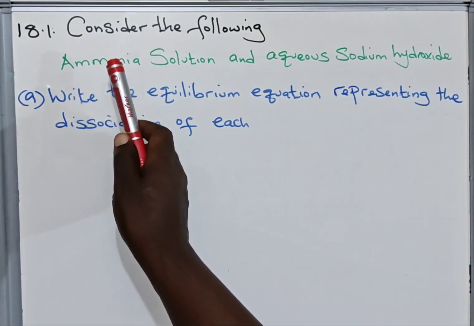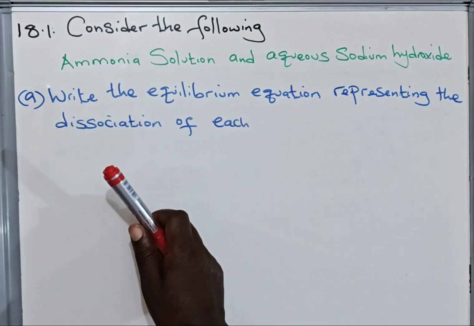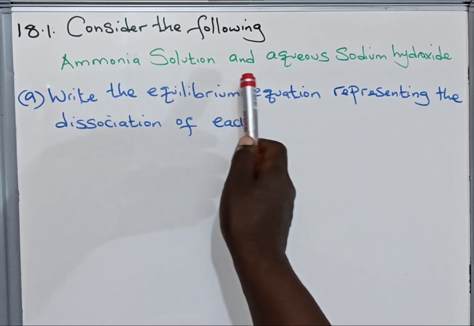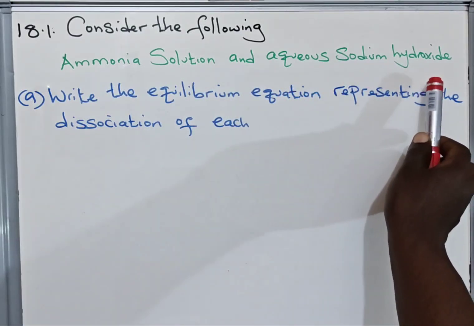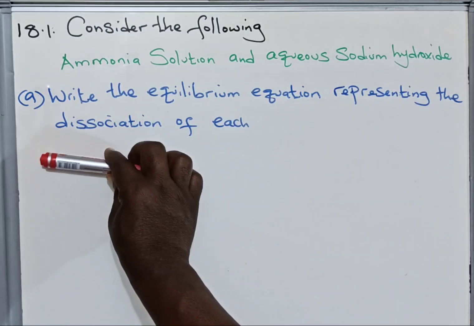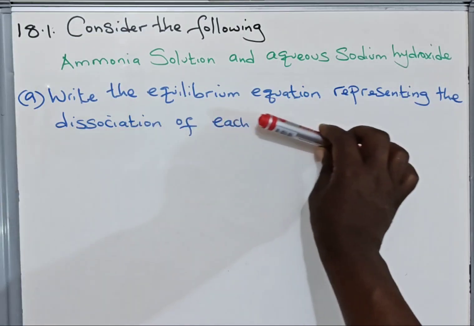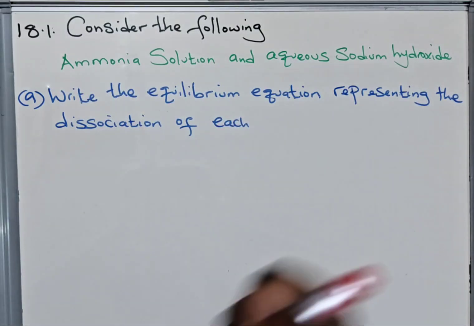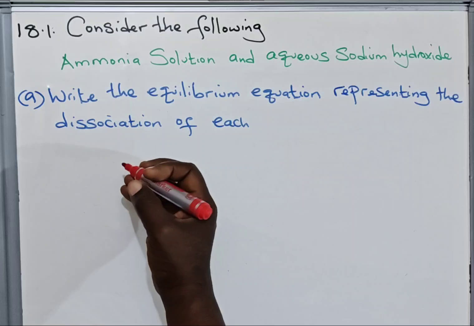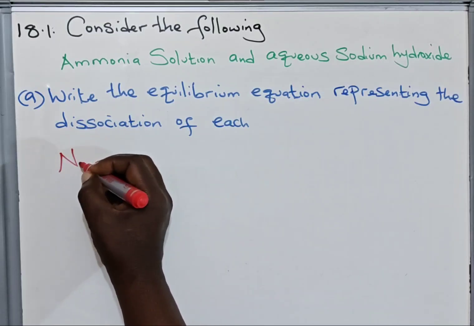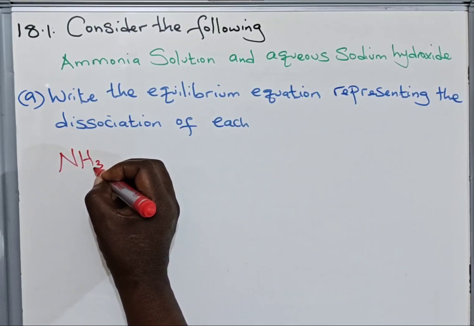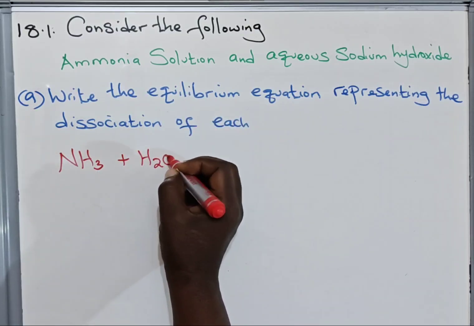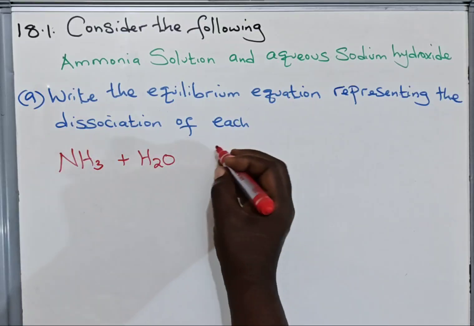Today we are looking at this question. It says, consider the following: 1, ammonia solution, and 2, aqueous sodium hydroxide. Write the equilibrium equation representing the dissociation of each. Let's start with ammonia solution. This is ammonia, and let's assume it is in water. So what happens here?